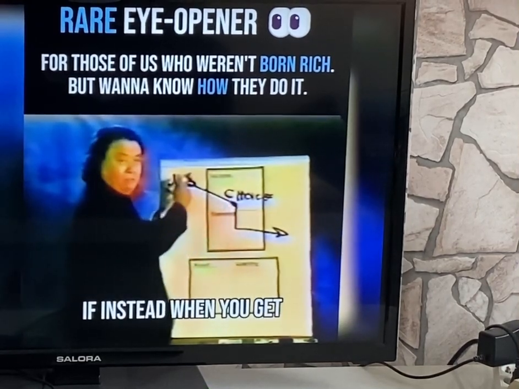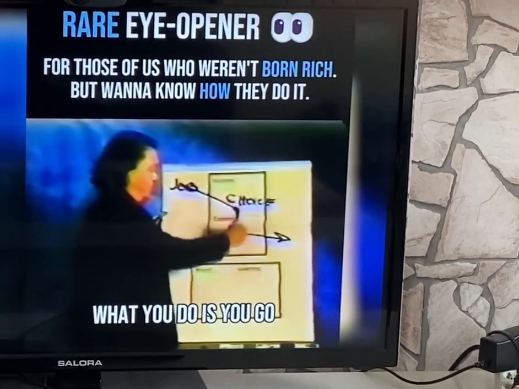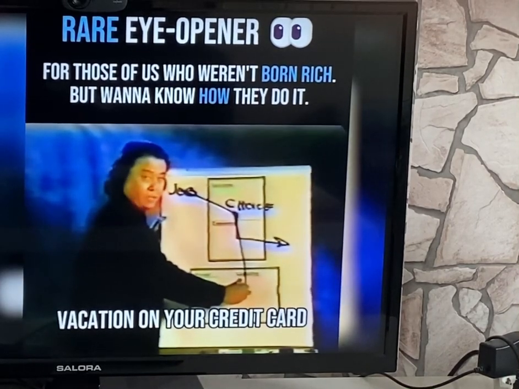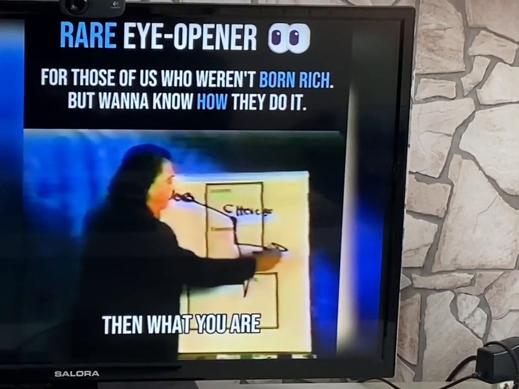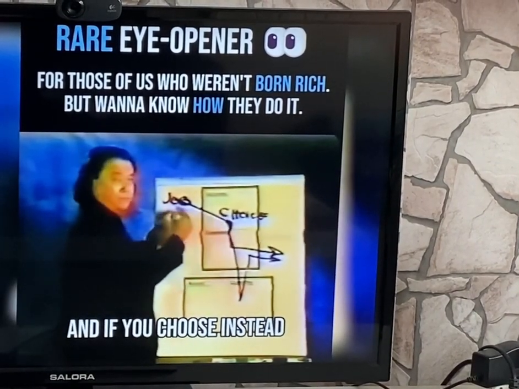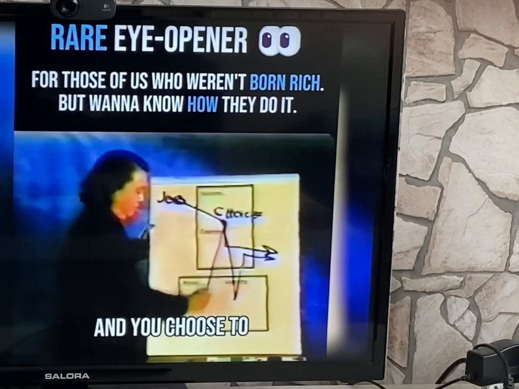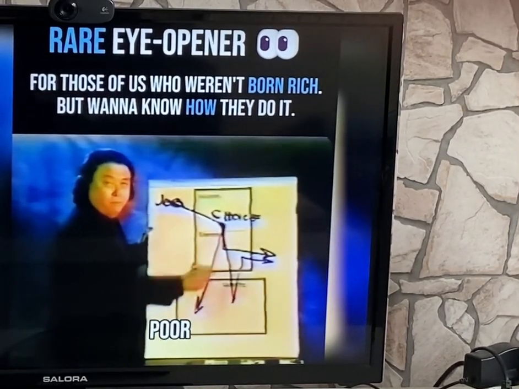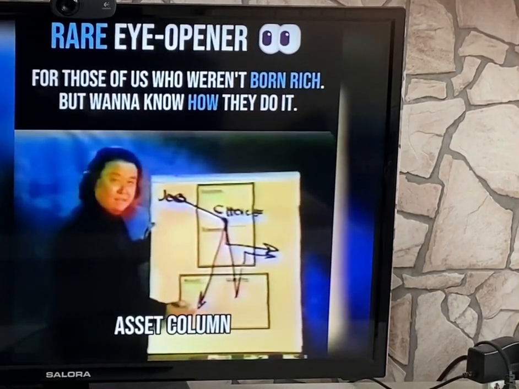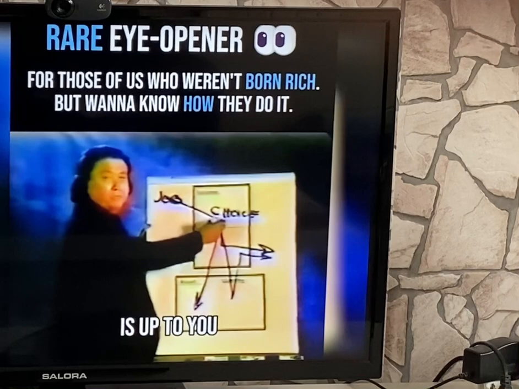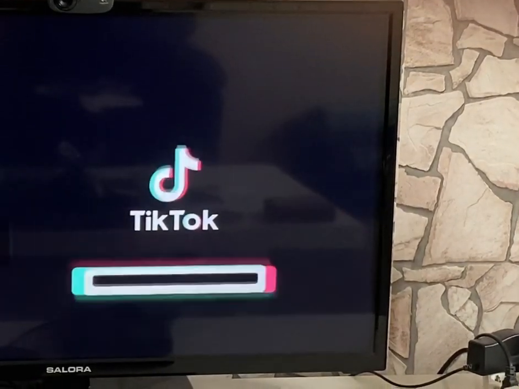If instead, when you get a pay raise or more money, you go and buy a bigger house, a new car, or you take a vacation on your credit card, then what you are choosing to do is to be a middle class person. And if you choose, instead, when the money comes in, to put it in the asset column, then you're choosing to be a rich person. But the choice is up to you, nobody else.